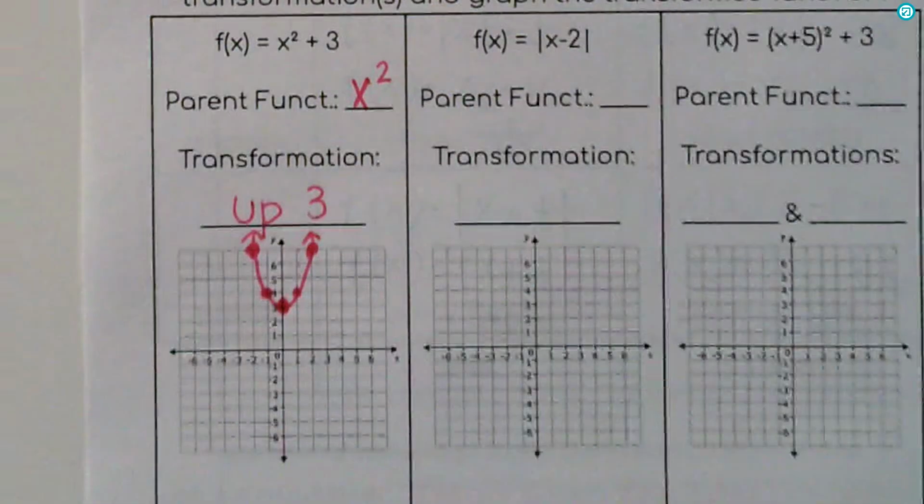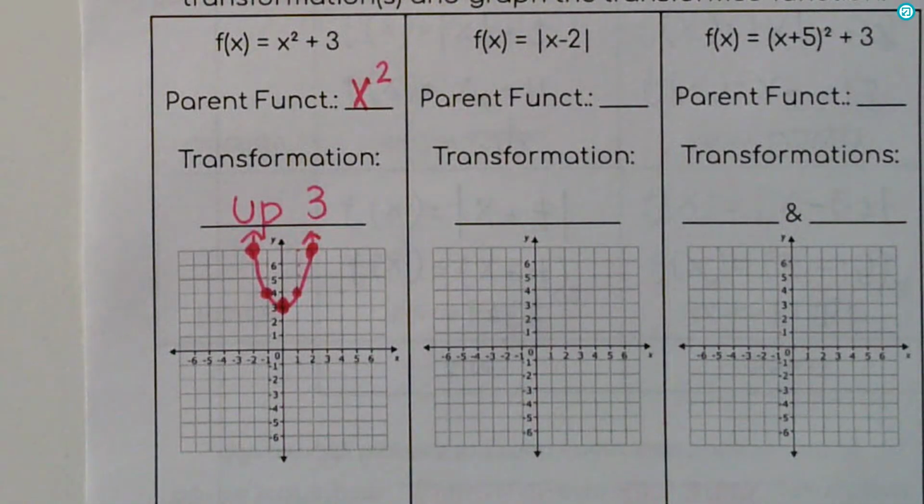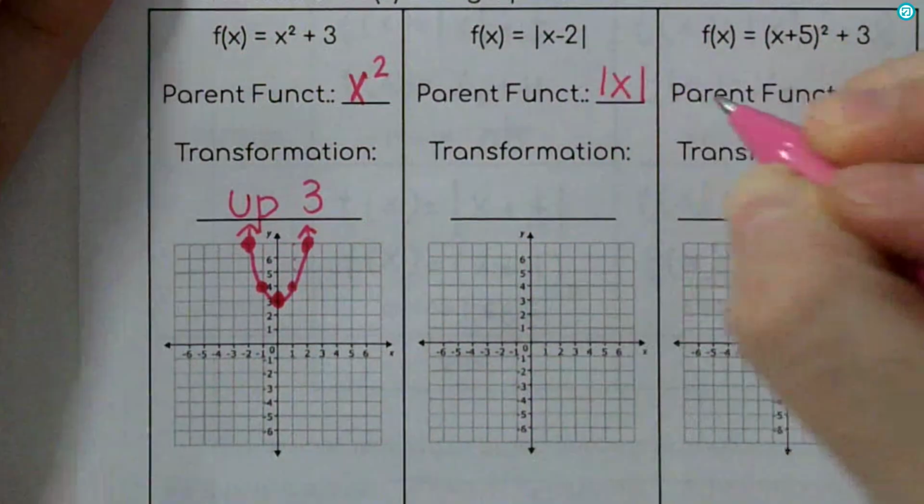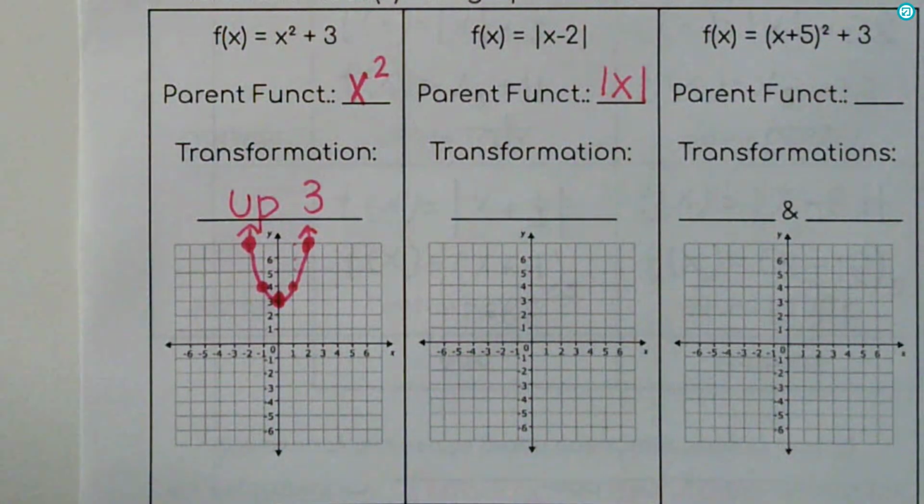Okay, moving on to the next one then. We've got the absolute value of x minus 2. I kind of just gave away the answer to the first one. What is my parent function here? The absolute value. It's the other one. Okay, so that's going to be that little V shape. And then, am I adding or subtracting here? Inside or outside? Inside, because it's inside the absolute value. So I'm subtracting inside, which is going to move me to the right.